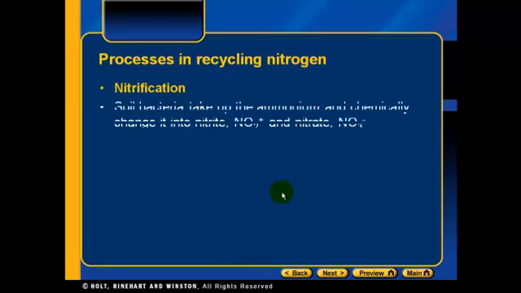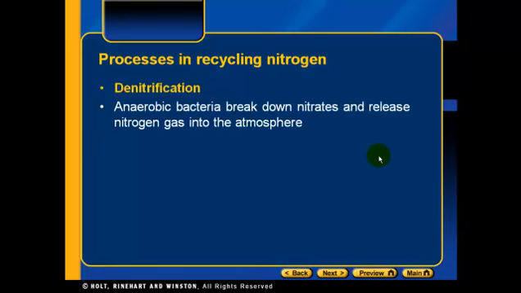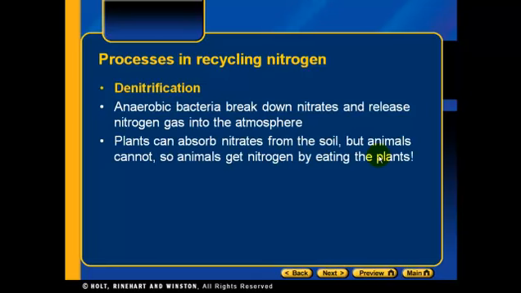Okay, nitrification is another process. The bacteria in the soil take up this ammonium and chemically change it into nitrite, which is NO2, and nitrate, which is NO3. Next one is denitrification. Anaerobic bacteria will break down these nitrates and release nitrogen gas back up into the atmosphere.